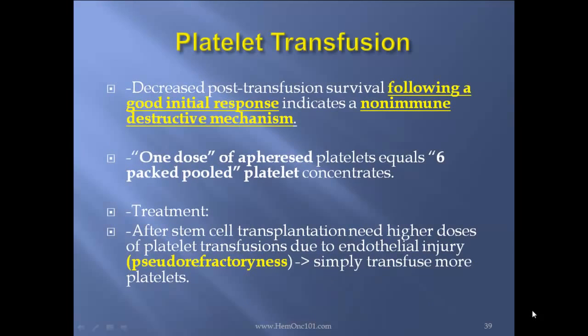Decreased post-transfusion survival following a good initial response indicates a non-immune destructive mechanism. Remember, 1 dose of apheresis platelets equals a 6-pack of platelet concentrates. So in this case, after stem cell transplantation, you need higher doses of platelet transfusions due to endothelial injury, so pseudo-refractoriness. So simply transfuse more platelets. So remember, if the 1 hour post-transfusion platelet count is okay and the platelets are decreased the next day, this is due to etiologies other than acute immunologic destruction.